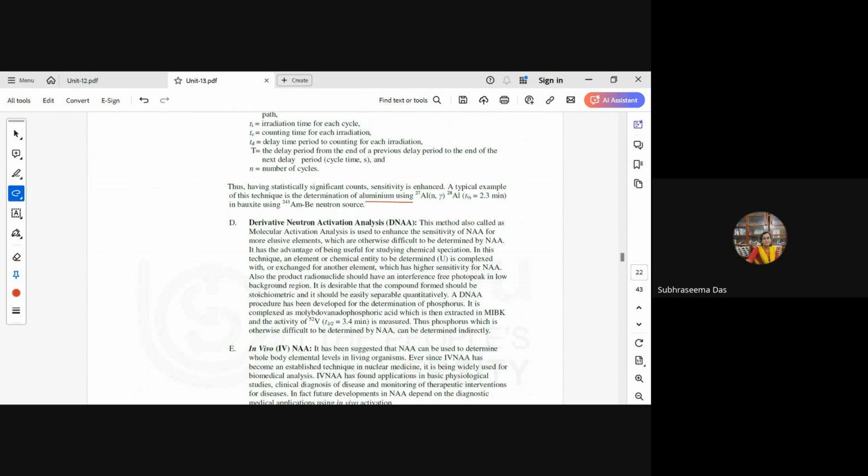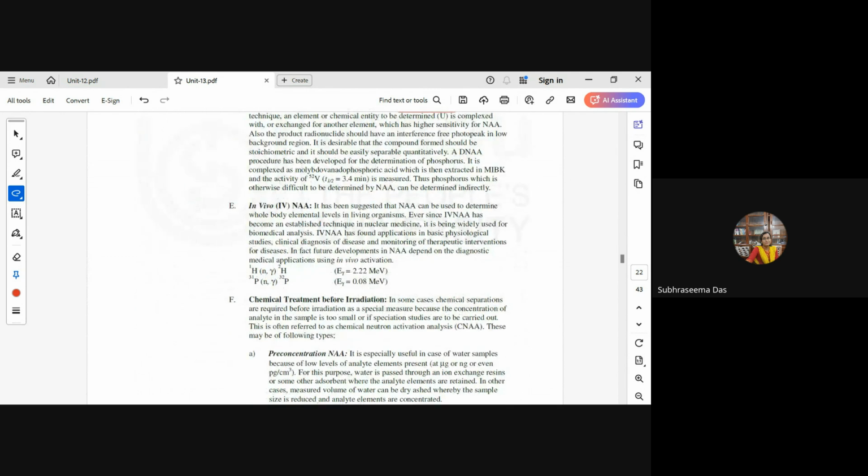Then comes derivative NAA. This method is also called molecular activation analysis and is used to enhance the sensitivity of NAA for more elusive elements. It has the advantage of being useful for studying chemical speciation. In this technique, an element or a chemical, that is the unknown quantity, is first complexed with or exchanged with another element which has a higher sensitivity for NAA. After the product is formed and the radionuclide is separated, removing the interference from the background, the activity is determined.